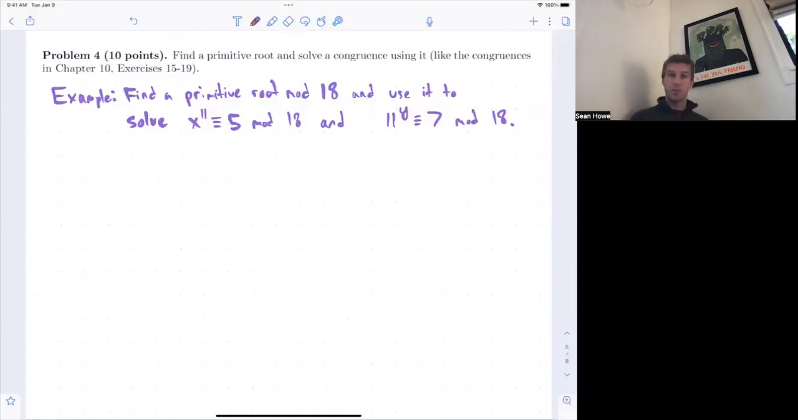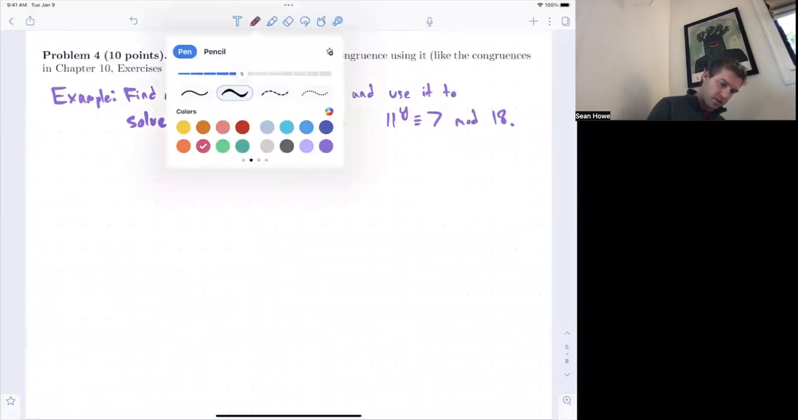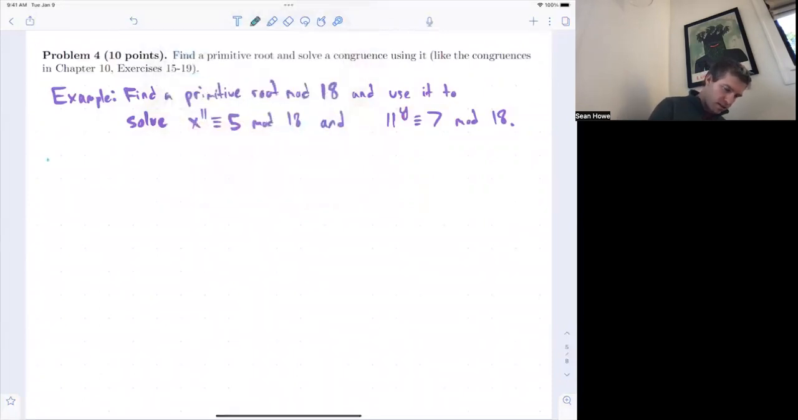Okay, so let's find a primitive root mod 18. Let me just add a note. 18 is 2 times 3 squared, so we know there is a primitive root.